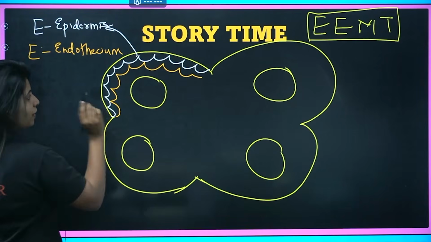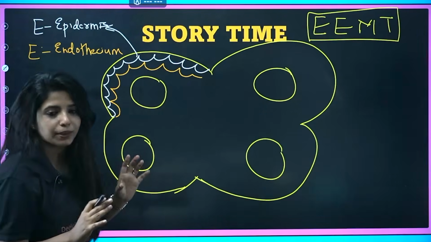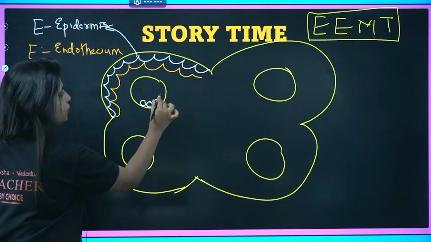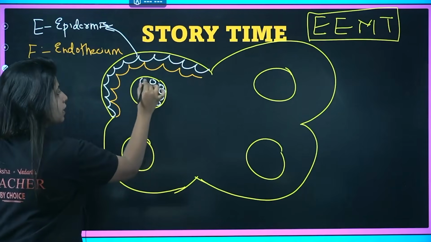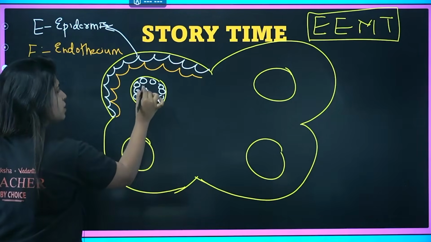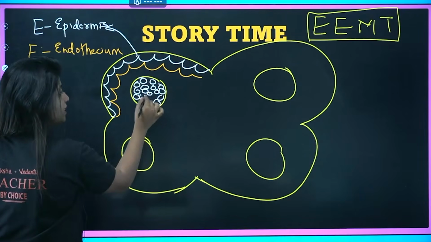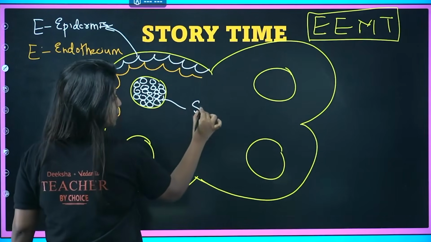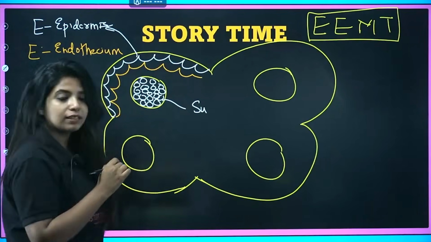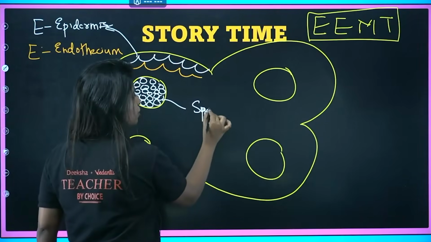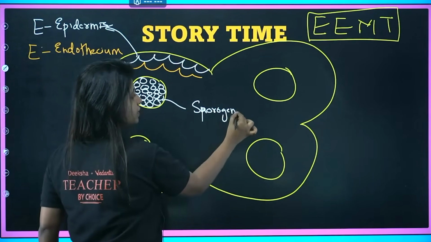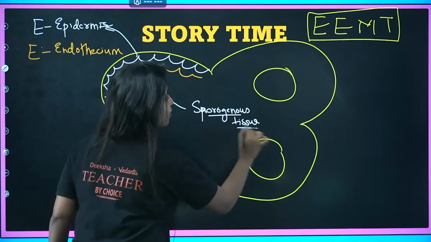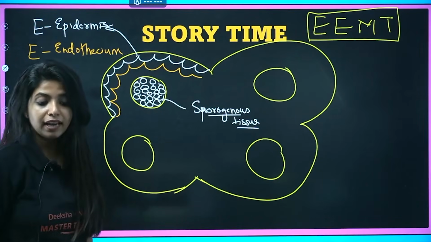Now over here we have a layer, but I'm going to skip that layer for some time right now and talk about something else altogether. This particular area that you see is actually filled with a lot of cells and is super important. And since it is super important, it starts with S. First of all, what do you call this? You call this sporogenous tissue.